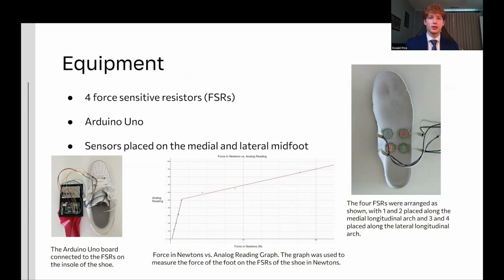Before testing, the FSRs had to be calibrated to ensure accuracy. I applied known weights in newtons and recorded the corresponding analog readings from each sensor. By graphing these values, I was able to generate a calibration curve that converted raw analog signals into actual force measurements. This calibration step was essential for translating the sensor outputs into reliable pressure data.